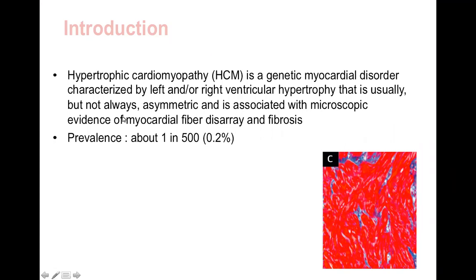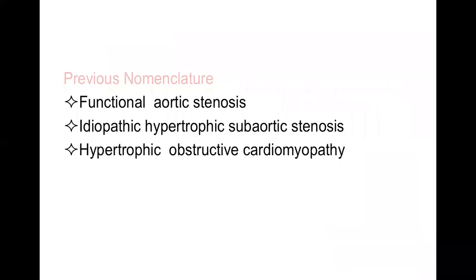hypertrophy, usually, though not always, asymmetric, and associated with microscopic evidence of myocardial fiber disarray and fibrosis. Prevalence is around 0.2%. The previous nomenclature was functional aortic stenosis, idiopathic hypertrophic subaortic stenosis, and hypertrophic obstructive cardiomyopathy.